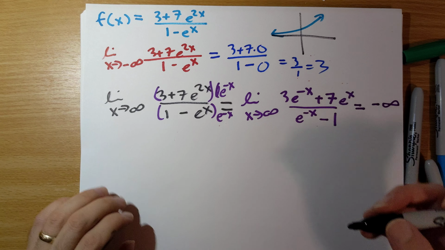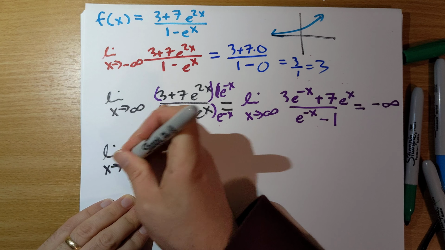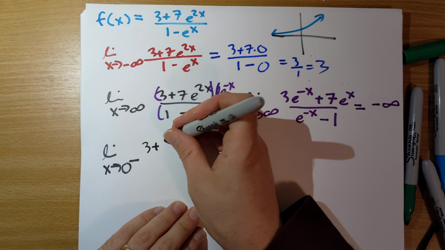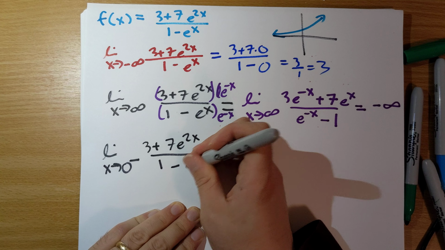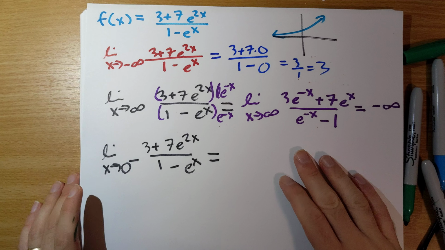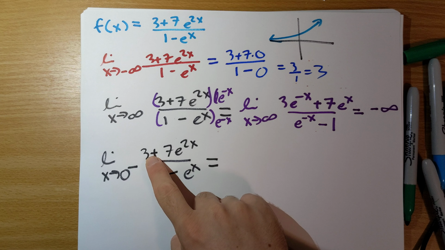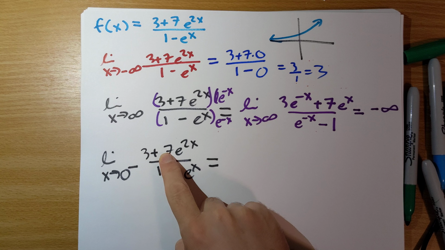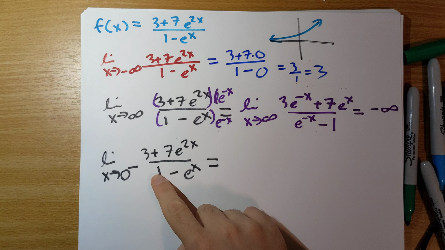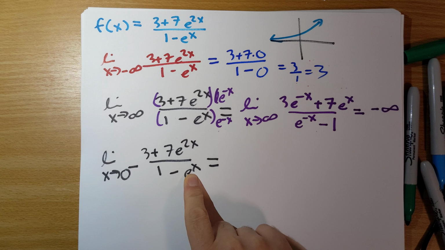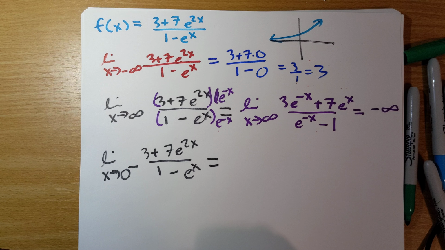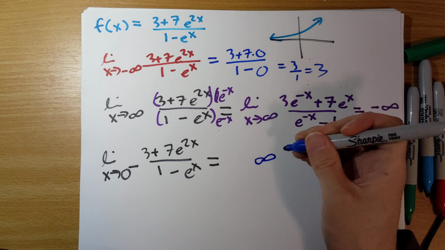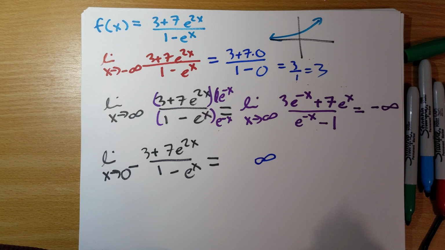And then finally, for part C, the limit as x goes to 0 from the left of f of x, (3 plus 7e to the 2x) over (1 minus e to the x). As x goes to 0 from the left, upstairs is 3 plus 7 times e to the 2 times 0. This is like 3 plus 7, that's 10. Downstairs, e to the 0 is 1, so this is like 1 minus 1. This is going to be a does not exist because it's going off to plus or minus infinity. So our answer here is going to be plus or minus infinity. I'm leaving room to put a plus or minus there.